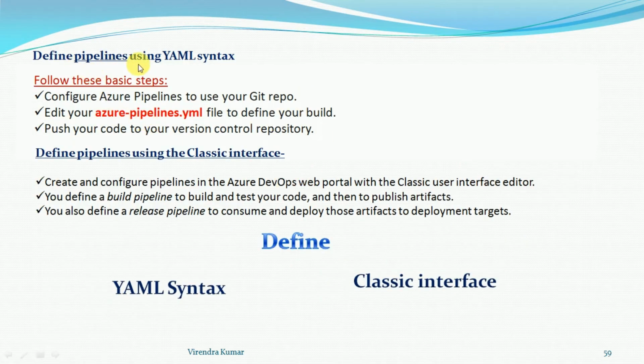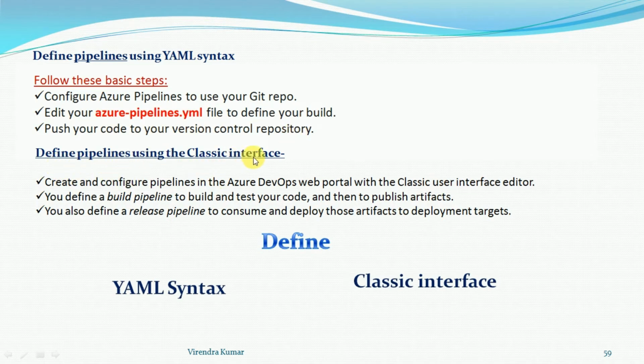Now in Azure Pipelines, how do we define the pipelines? One way is that we can define it with the YAML syntax. YAML is the language by which you can define the Azure Pipelines. So the basic step is to configure Azure Pipelines to use the Git repo. Then you will have the azure-pipelines.yml file to define your build, and we can edit that as per our requirement. Then we can push the code to the version control repository.